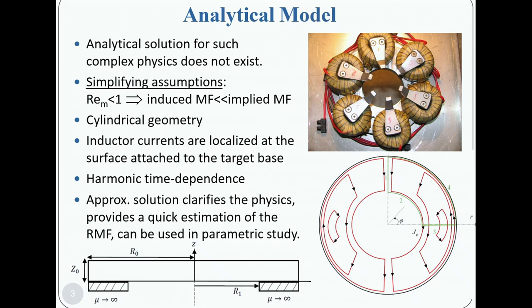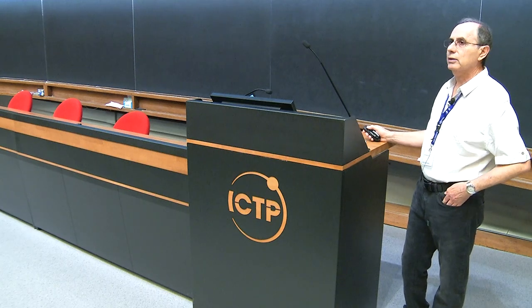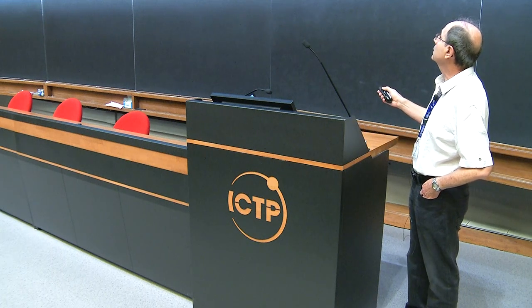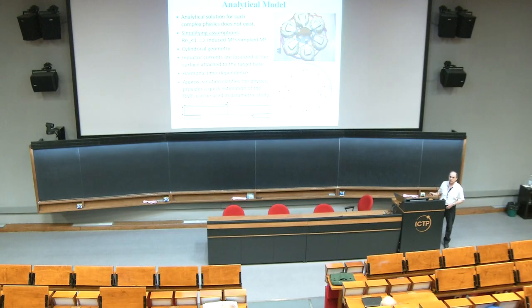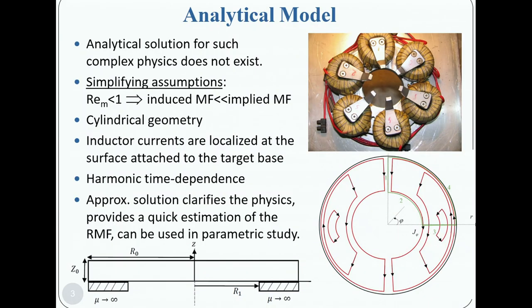Now, the geometry is cylindrical. We assume that inductor currents are localized at the surface attached to the target base. That, of course, is not an accurate representation, but as we will see later, it produced rather good results. So instead of all the coils in the inductor, we have just surface currents at the backside of the target. Now, due to the harmonic dependence of the electrical current, the solution is also harmonically time and angular dependent. So that is another very important simplification.